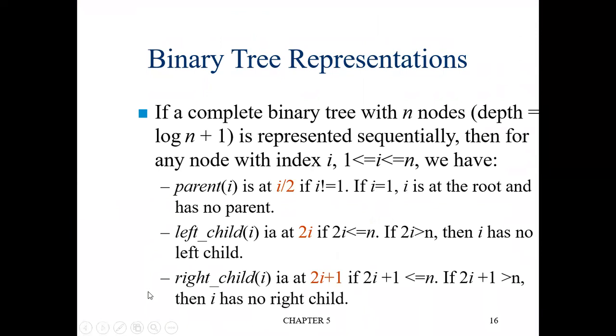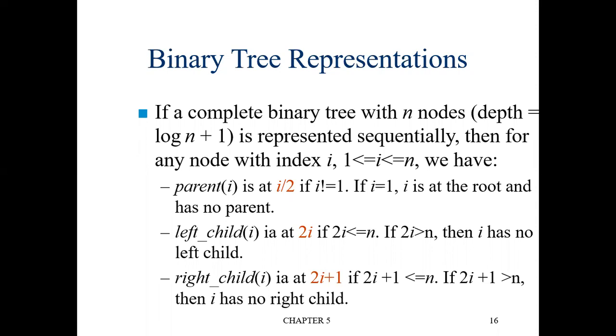Now we are going to see the representation of a binary tree. First, the array representation of a tree. If it is a complete binary tree with n nodes, the depth will be of the form log n plus 1, and it is represented sequentially, that is, in array form. The index value will start from 1 to n.